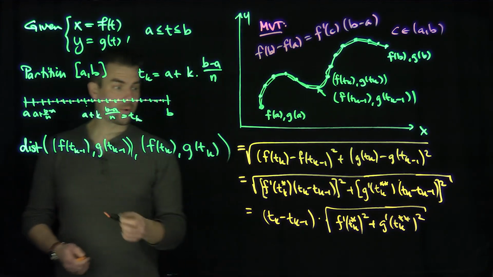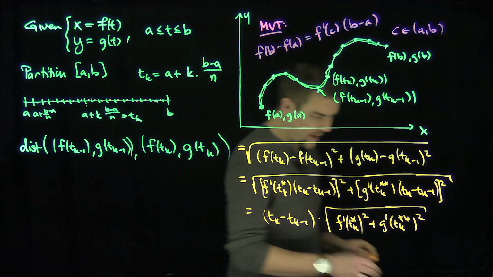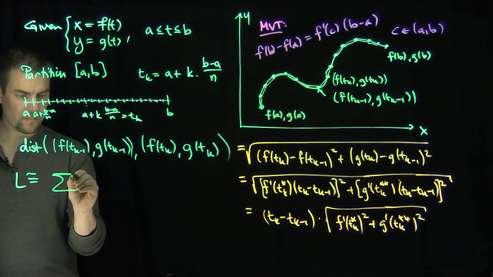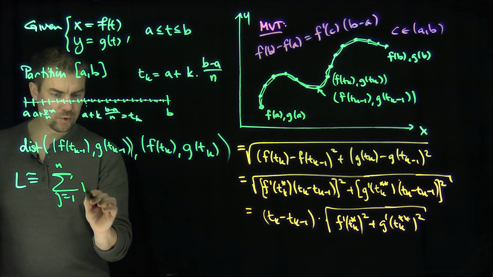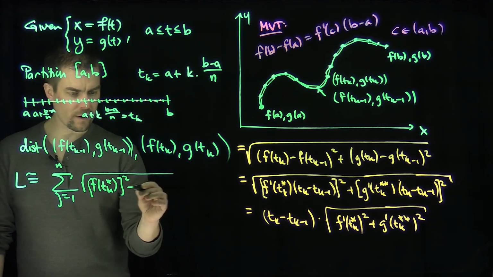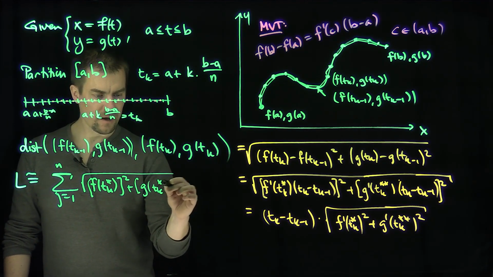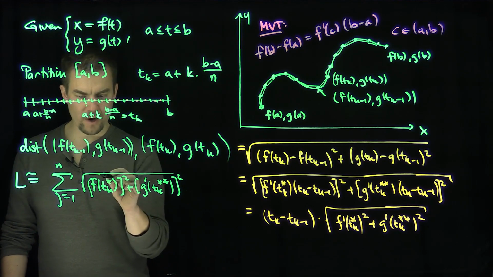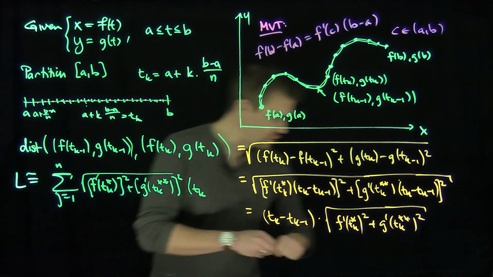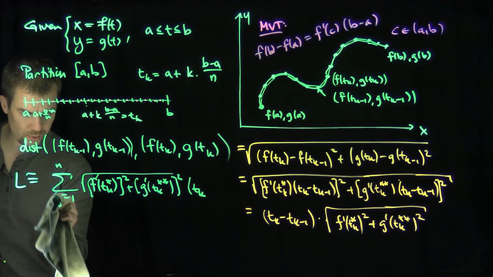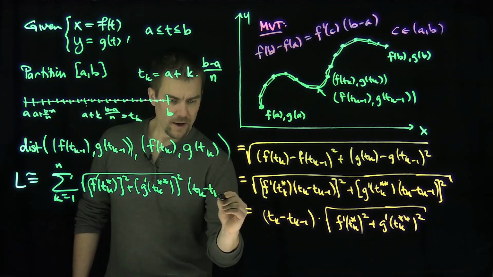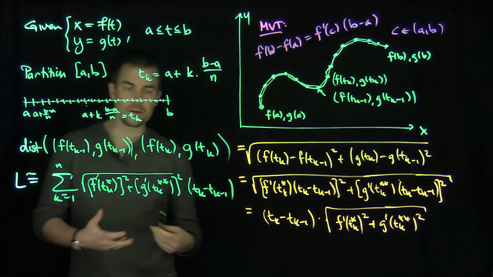Now if I add all of these up, that'll be my approximation. So our length is approximately the sum, k goes from 1 to n, of the square root of f prime of t_k star squared plus g prime of t_k double star squared, those are derivatives, and then times the quantity t_k minus t_{k-1}. I wrote a j there, but it should really be a k, that's my index of summation. And now this is exactly a Riemann sum.